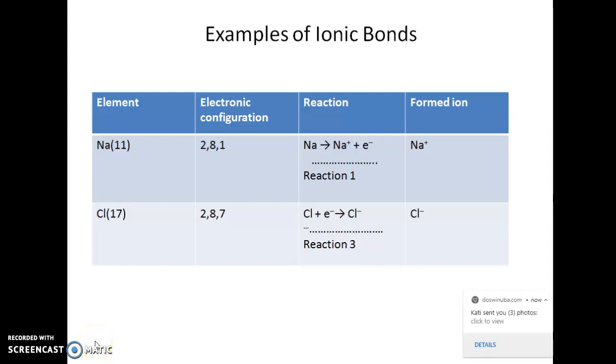So these are the examples of ionic bond wherein sodium is the element with atomic number 11. Its electronic configuration is 2, 8 and 1. So it loses one electron and becomes Na+. And chlorine is atomic number 17. Its electronic configuration is 2, 8 and 7. So it gains one electron and becomes Cl-.